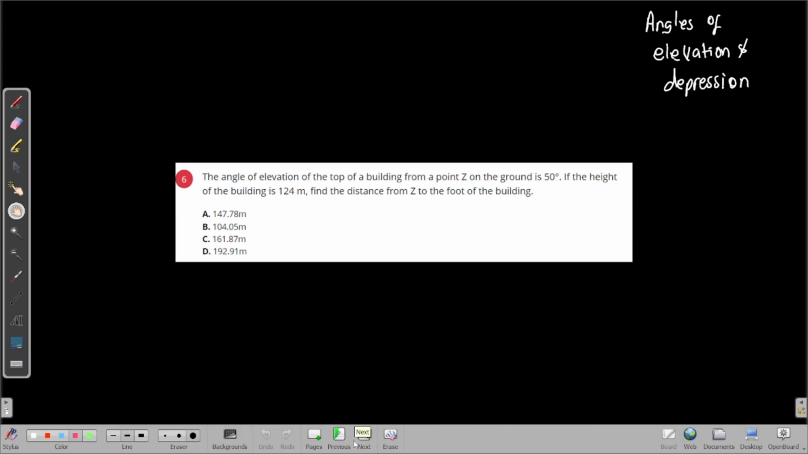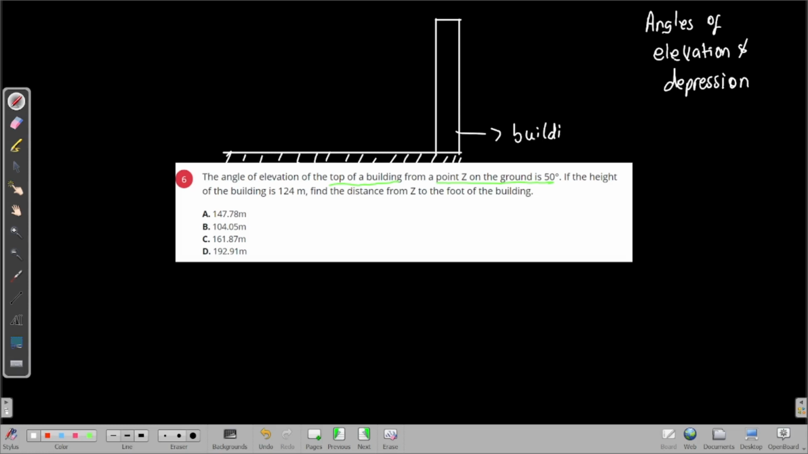Angles of elevation and depression. What does the question say? It says the angle of elevation of the top of a building from a point Z on the ground is 50. So let's draw our building. Let's say this is the building. The building is very tall. This is the ground. And this is the building.